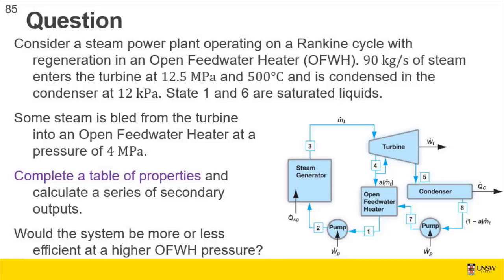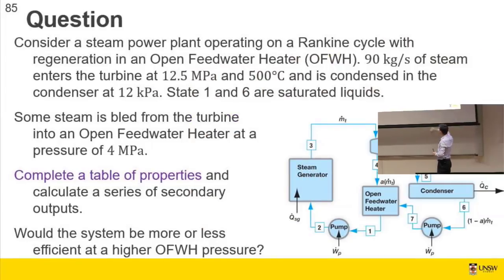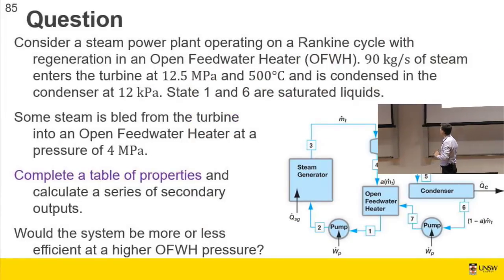And it says, consider a steam power plant operating on a Rankine cycle with regeneration in an open feed water heater. So regeneration is a new word for us. Open feed water heater is a new component. So we'll look at that. Some mass flow of steam enters the turbine at a pressure and temperature. The condenser is at a pressure. And the bleed, state 4, steam's bled off at a pressure. So you're given a couple of variables.